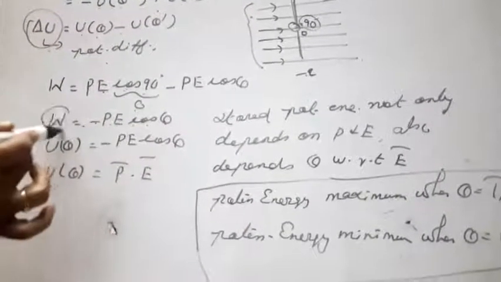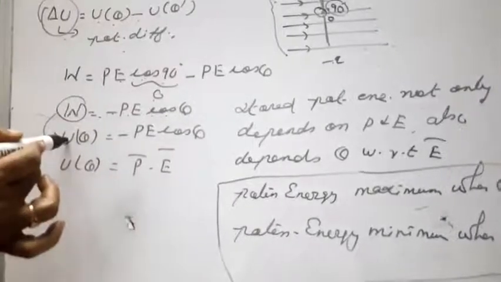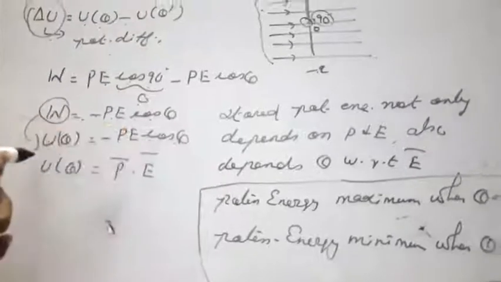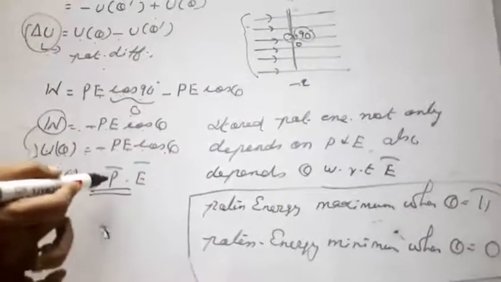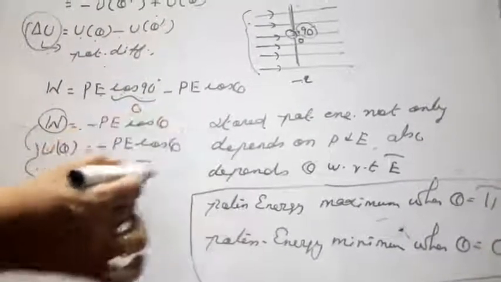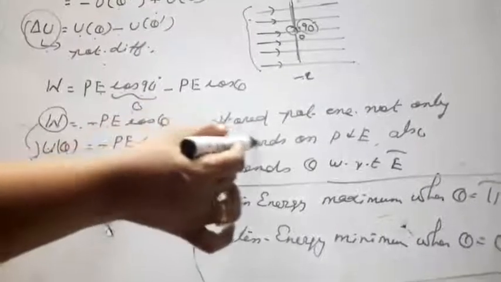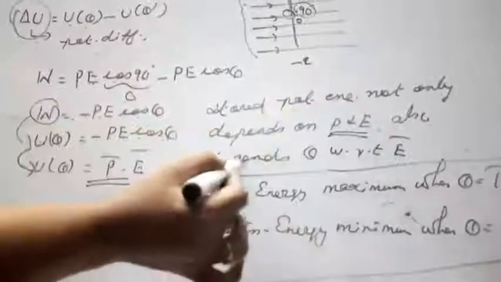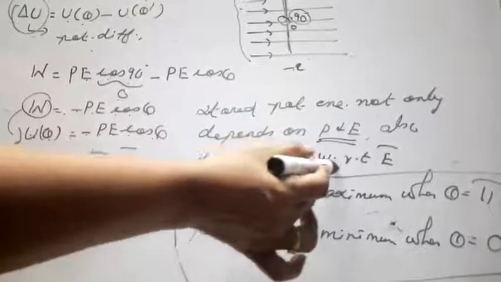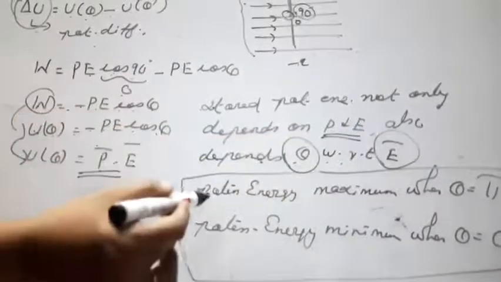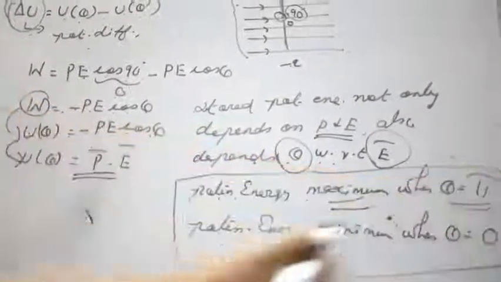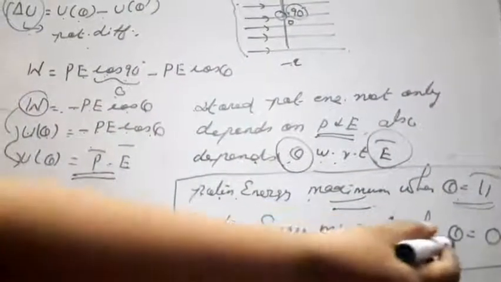We know that W is the stored potential energy, therefore we can write U of theta equal to minus Pe cos theta. This minus Pe cos theta we can write as the dot product, minus P vector dot E vector. This is known as the stored potential energy. It depends not only upon the values of P and E, but also on the orientation theta of the dipole with respect to the electric field. The potential energy is maximum when theta value is pi, and the potential energy is minimum when theta value is 0.